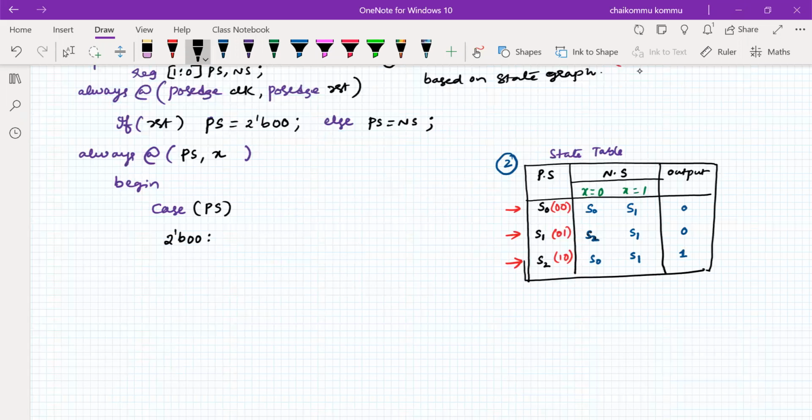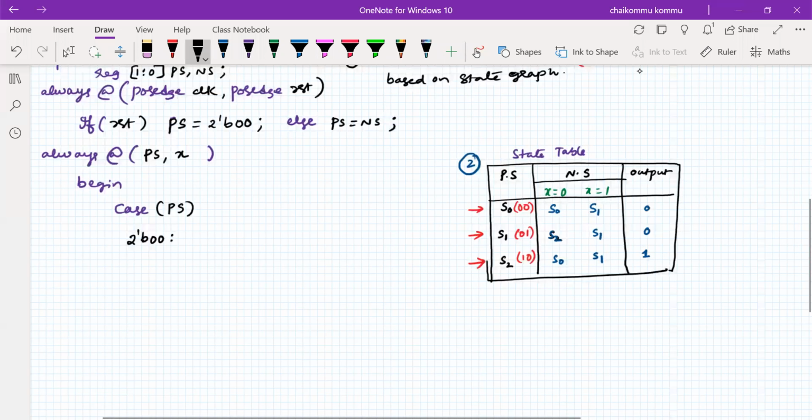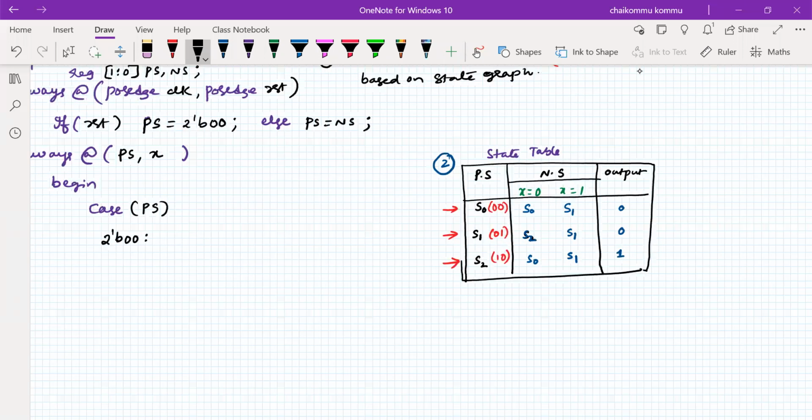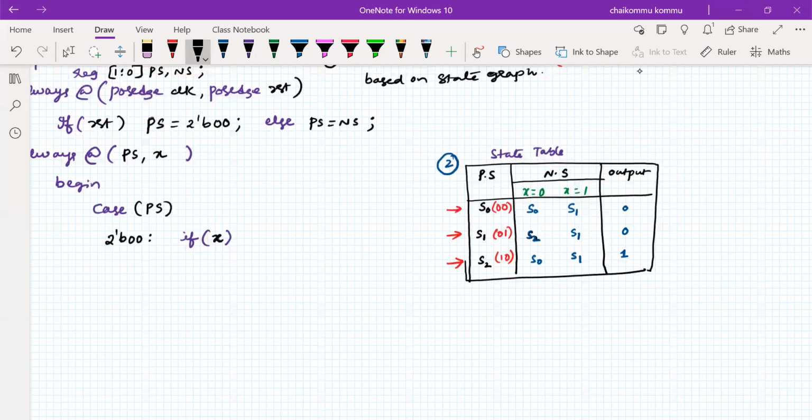It means state S0. Then what is the output? We cannot directly say. Next state we have to mention, and output also we have to mention. It depends on the X value, right? If X is true, what has to happen? If X is true, S1 has to move, S1 must be the next state.